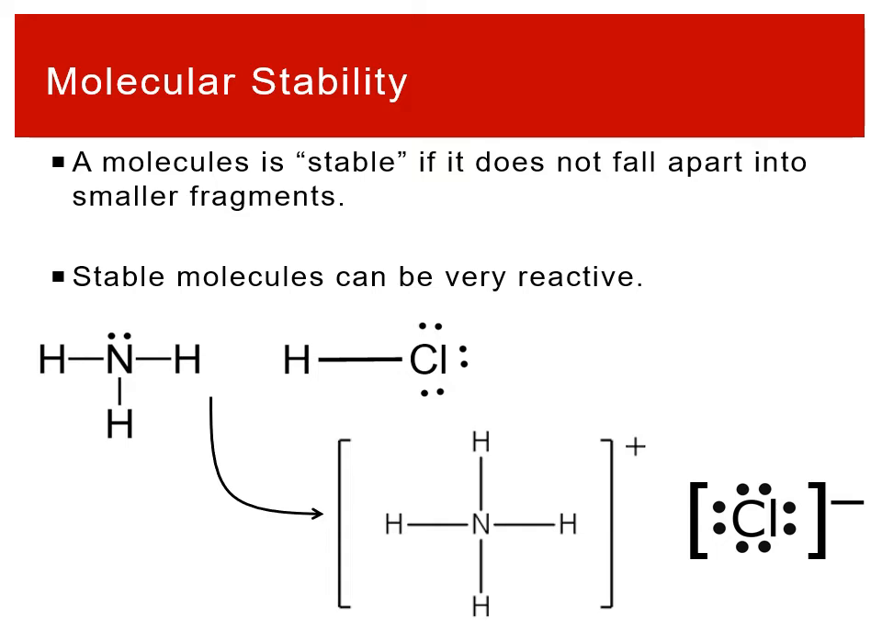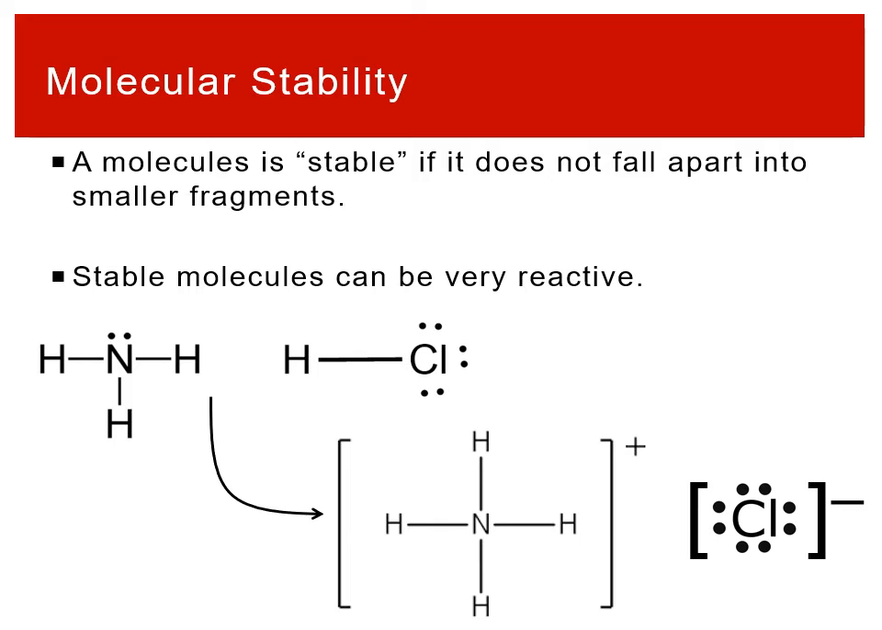For example, ammonia, NH3, and HCl, by themselves, are perfectly stable. They don't fall apart into the atoms. But if they come into contact with each other, they will very quickly react. And you will get ammonium, a cation, and chloride, an anion. Those atoms will very quickly rearrange.